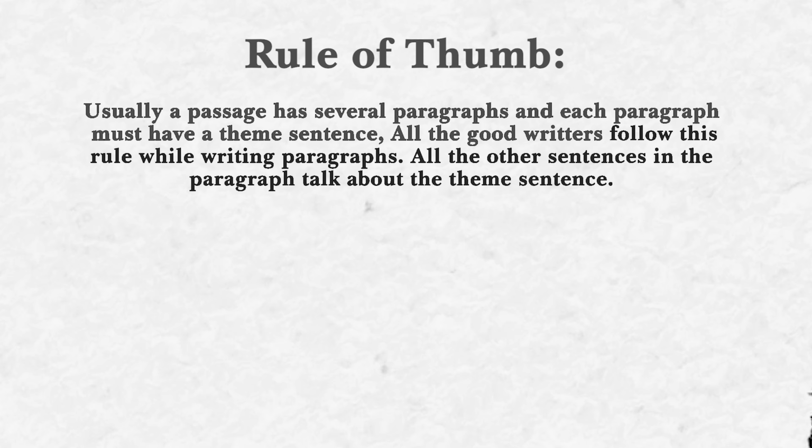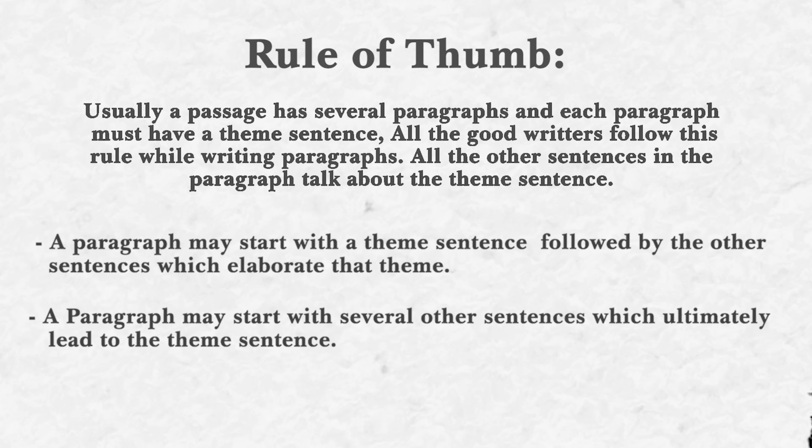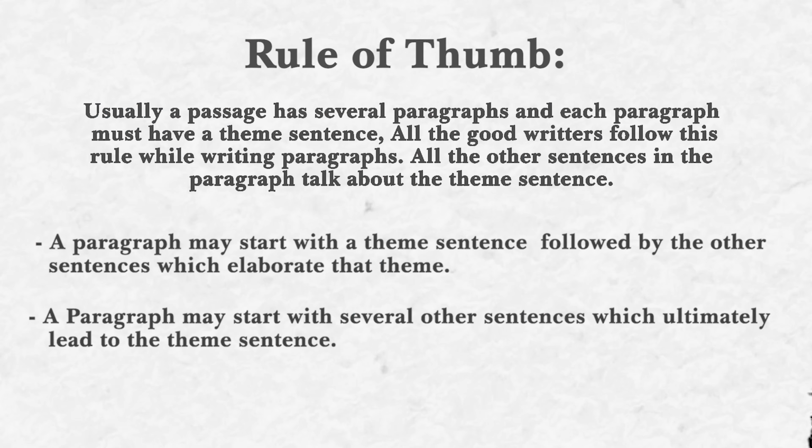Here I have to mention a rule of thumb. Usually a passage has several paragraphs, and each paragraph must have a theme sentence. All the good writers follow this rule while writing paragraphs. All the other sentences in the paragraph talk about the theme sentence. A paragraph may start with a theme sentence followed by other sentences which elaborate that theme, or a paragraph may start with a lot of different sentences which ultimately lead to the theme sentence. It is really crucial to understand this concept here.